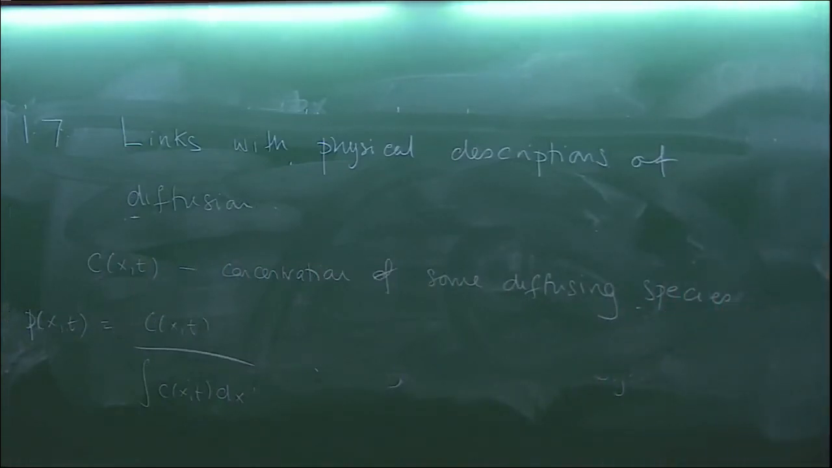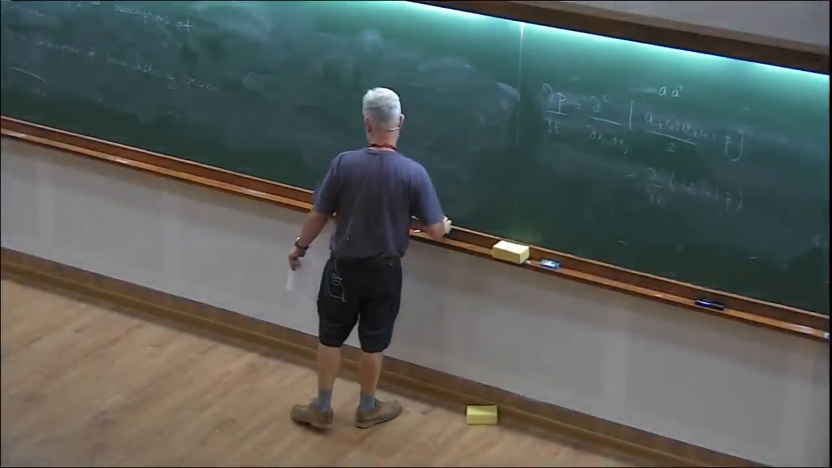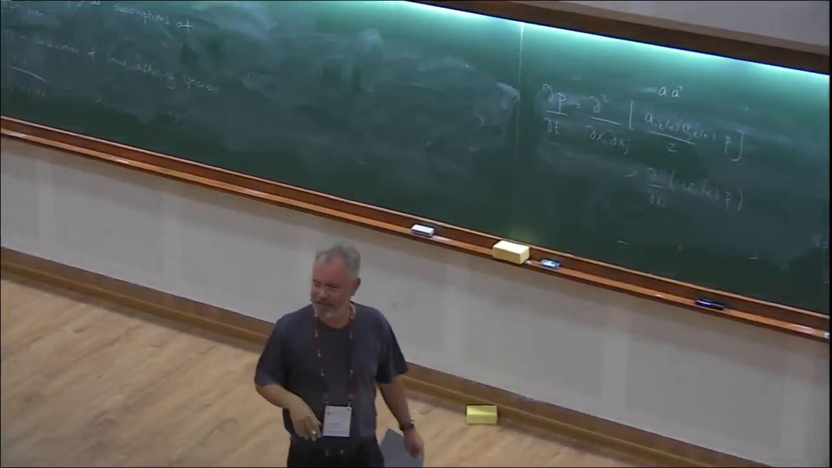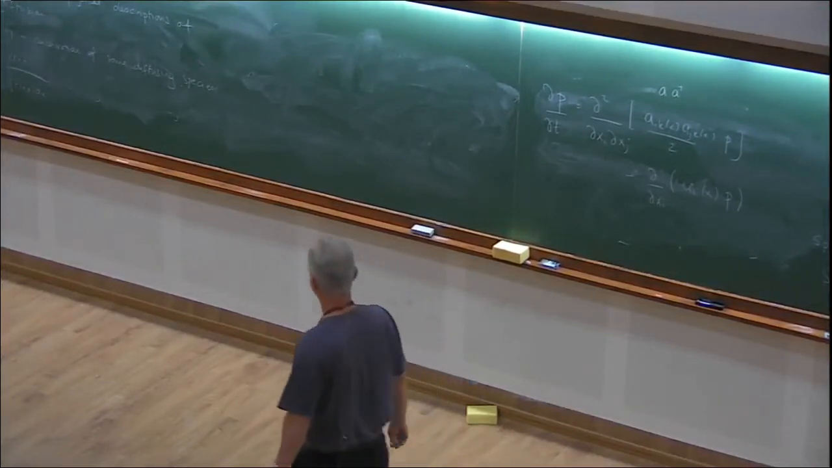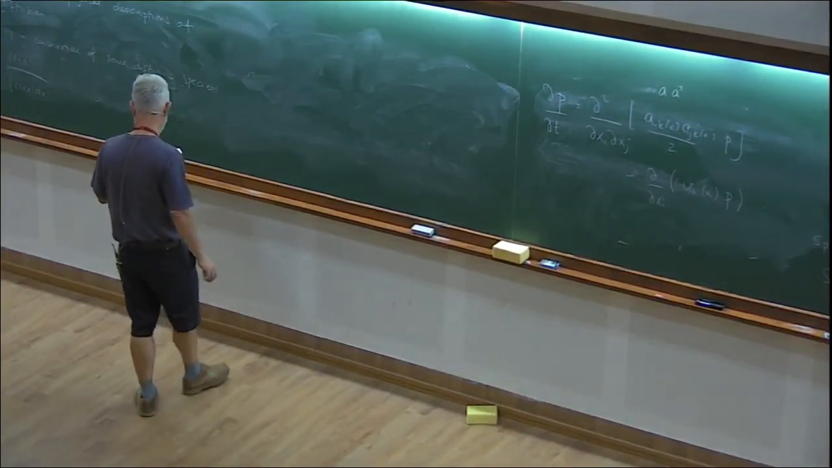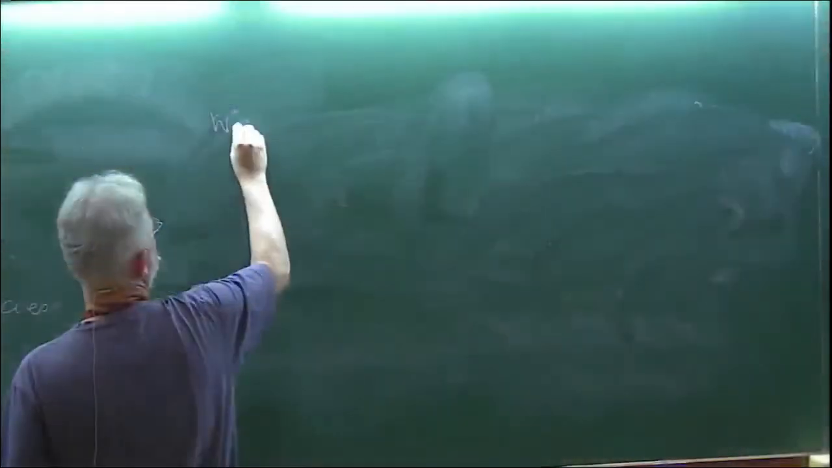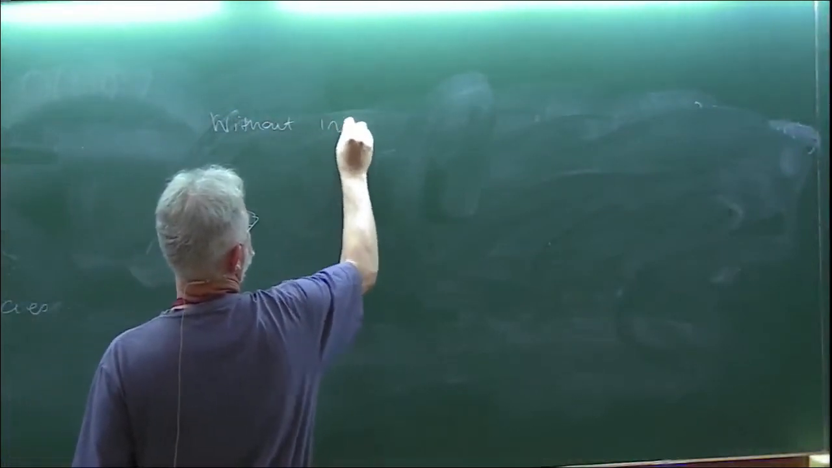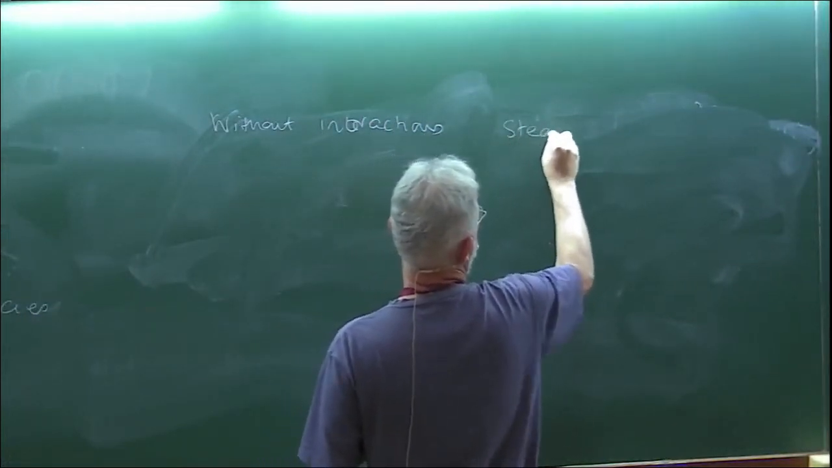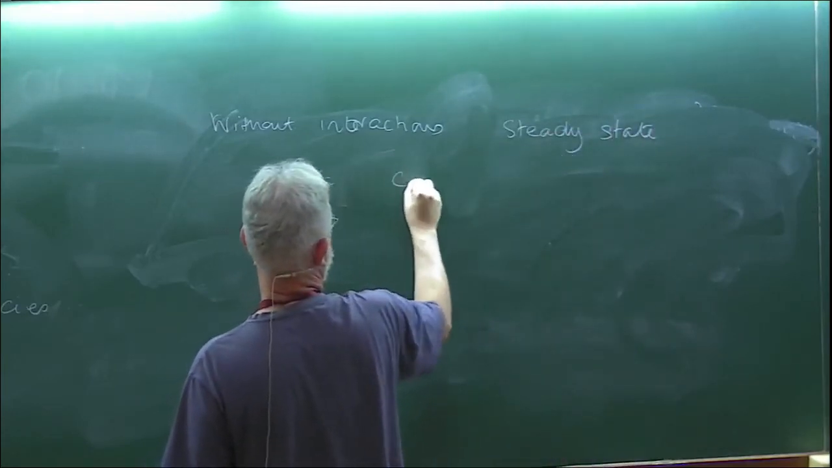So if you have a system with no interactions, if I take some dye and I put it into a glass of water, you see that the dye uniformly fills the water if I leave it for long enough. Okay, it should do in principle. You can stir it to speed it up, but you find the equilibrium is a uniform state. Okay, so without interactions, the steady state is C equal to a constant, right?